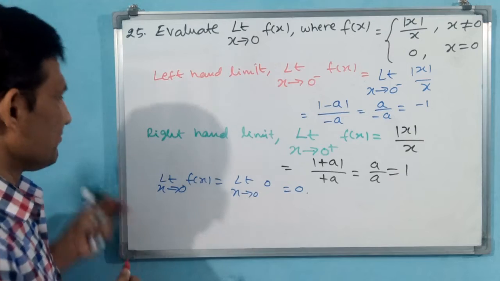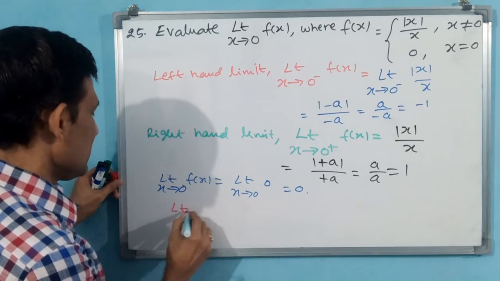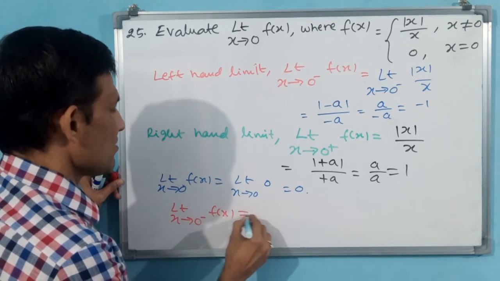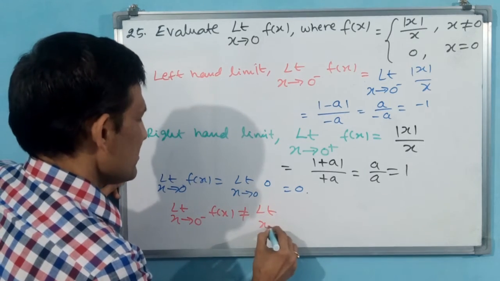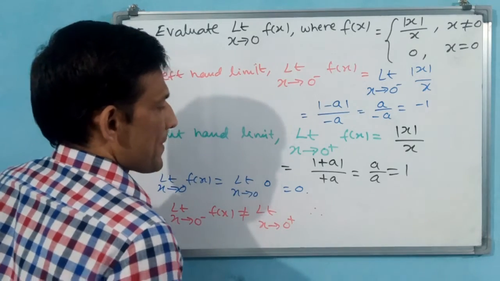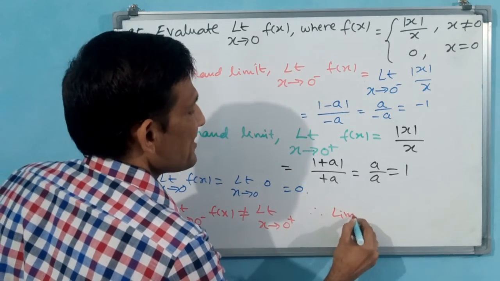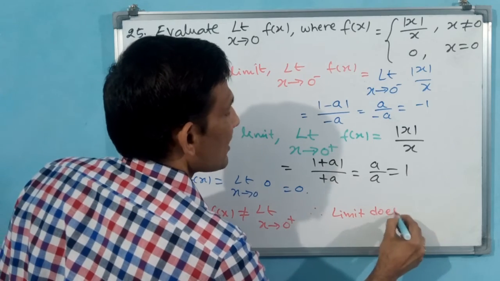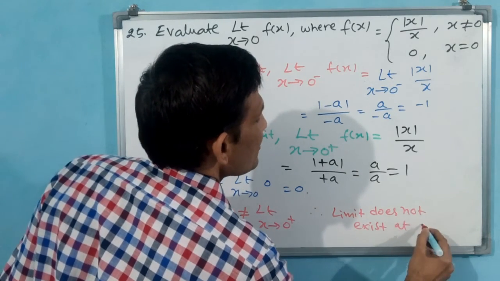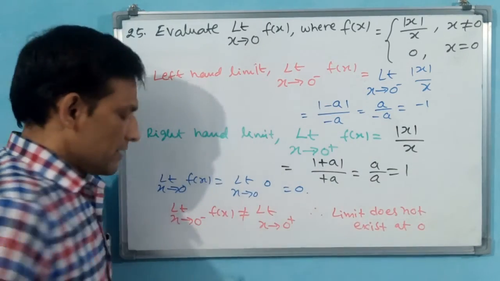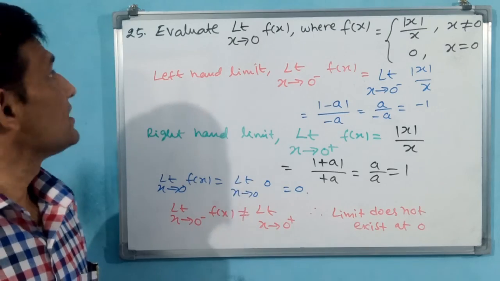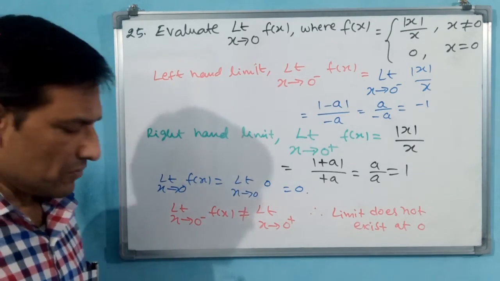Now, limit x tends to 0 minus f of x is not equal to limit x tends to 0 plus. Therefore, limit does not exist at 0. Okay? Why? Because minus 1 and plus 1 have come. That is why it does not exist. Like that you write, and close this 25th.